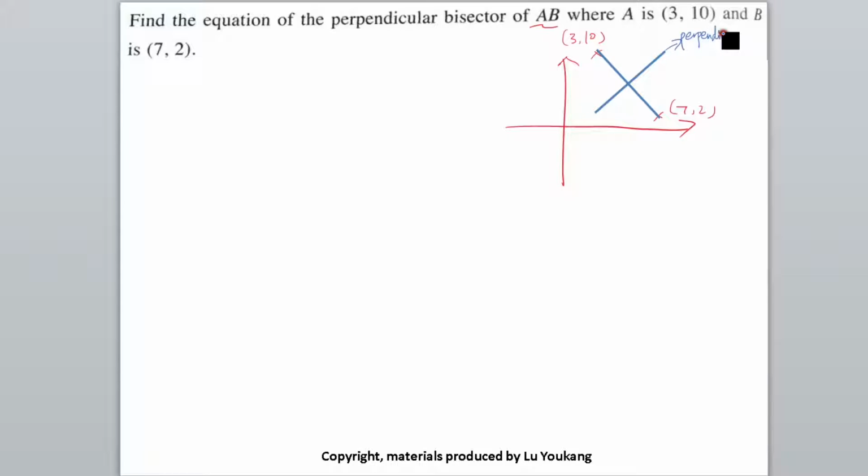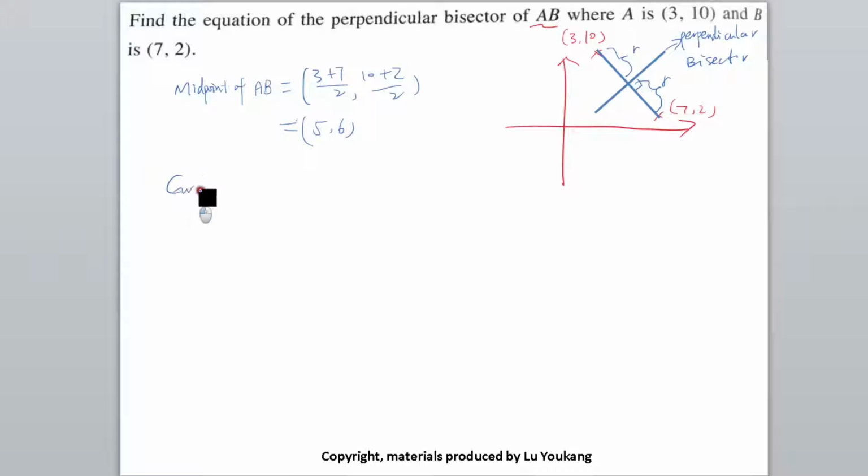So let me label this perpendicular bisector of AB. As you can see, I'm showing that this perpendicular bisector is perpendicular to AB plus it cuts it into half. So this means we have to find the midpoint of AB. How to find the midpoint of AB? Simply x1 plus x2 over 2 and y1 plus y2 over 2, and you get (5, 6). That's the midpoint of AB.